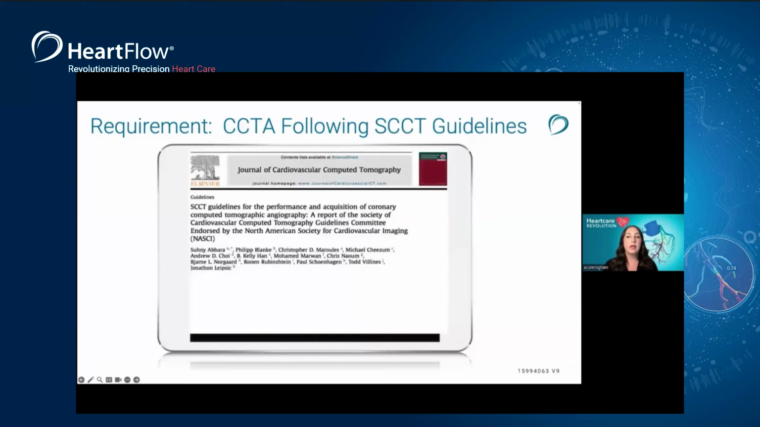HeartFlow recommends that your site follow the SCCT guidelines for performance and acquisition of CCTA imaging. The Society of Cardiovascular Computed Tomography is an international professional society devoted to cardiovascular CT. They develop evidence-based guidelines and expert consensus documents. This journal documented article will be referenced often during this presentation. If you would like to request a copy of the SCCT documents, you can reach out to your CT applications representative from HeartFlow or send an email to support@heartflow.com.